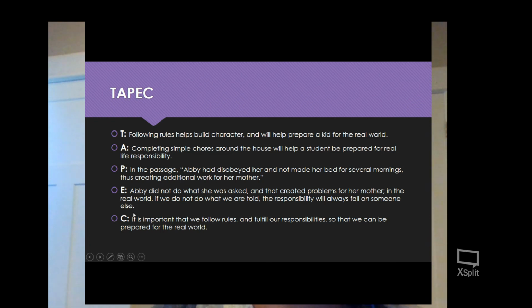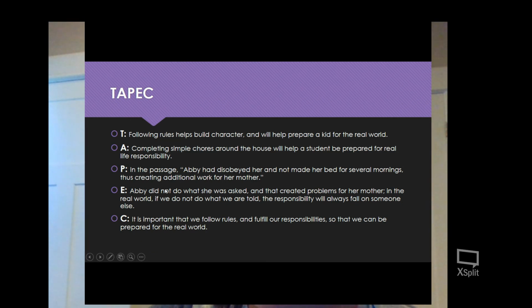Now let's wrap it up. Now remember, conclusion and this explanation right here are different. This explanation is only tying your proof and your assertion together, okay? Now conclusion. It is important that we follow rules and fulfill our responsibilities so that we can be prepared for the real world. Okay, that ties it all together. It's telling me, so what? What's the point of this whole entire paragraph?